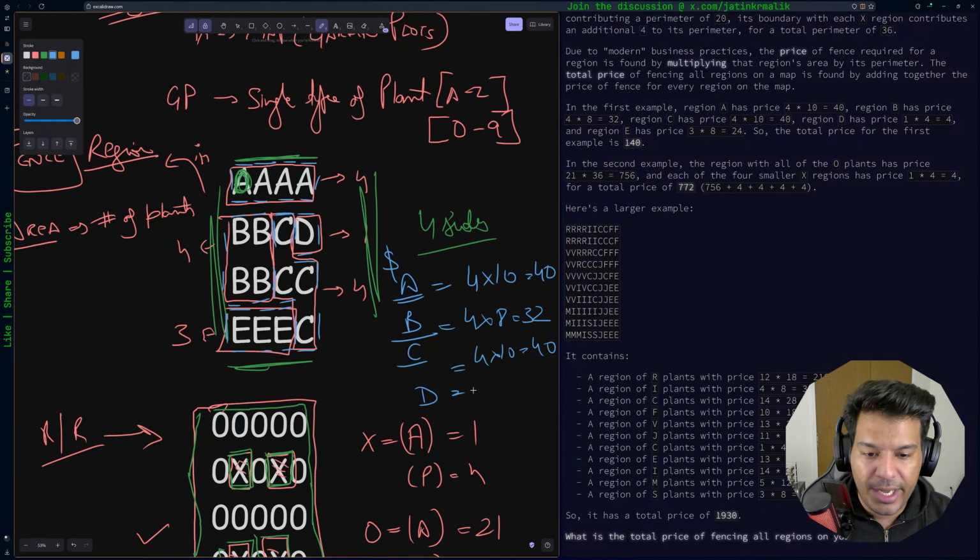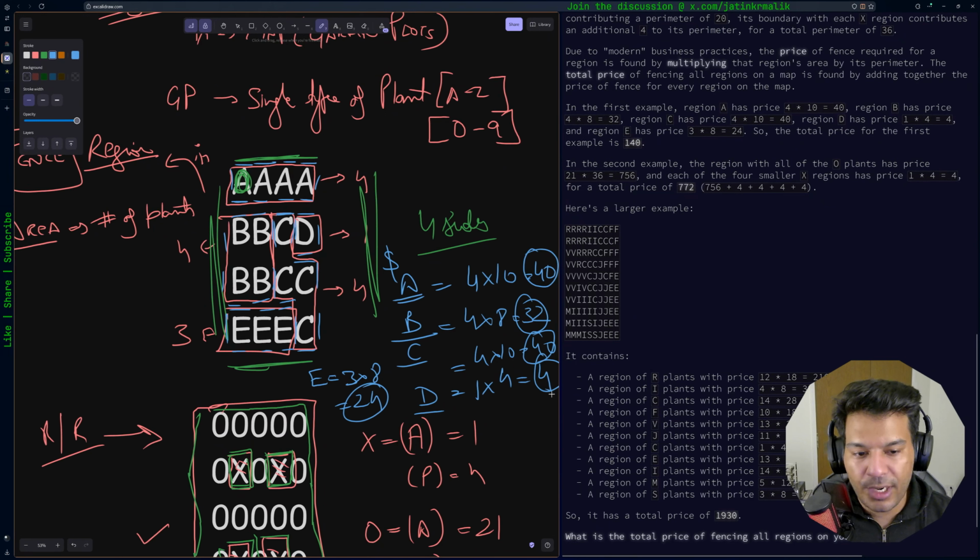And coming back to region D, it has an area of 1 but a perimeter of 4. So the cost would be 4. There is also E. And for E, the area is 3 and the perimeter is 3 plus 3, 6, plus 2, 8, which is 24. So our sum of the total cost of fencing this input would be 40 plus 32 plus 40 plus 4 plus 24, which comes to around 140.